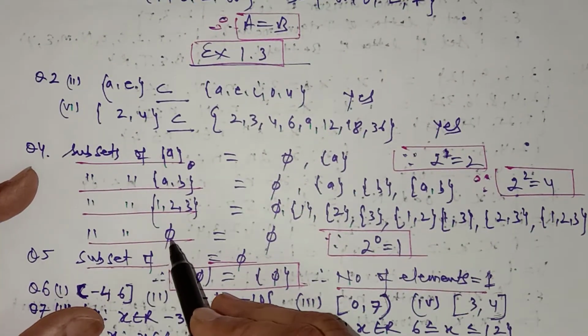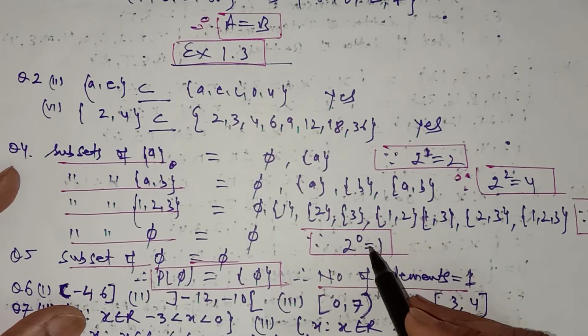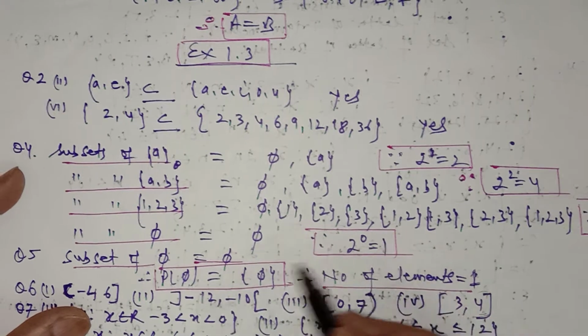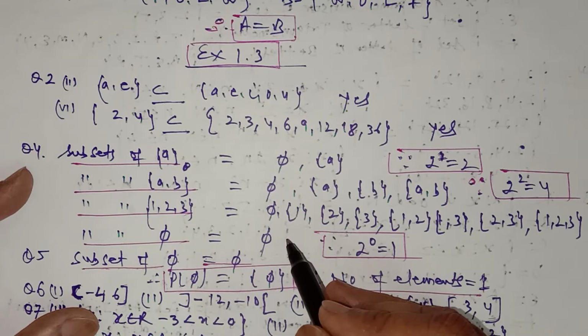We have the empty set, and in this we have 0 elements, so 2 raised to power 0 is 1, so it has only one subset which is empty.